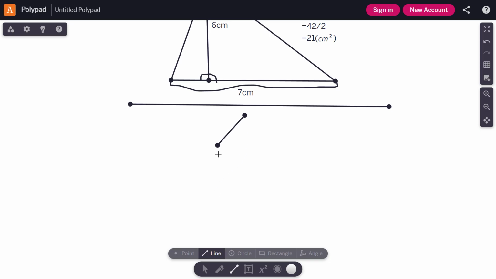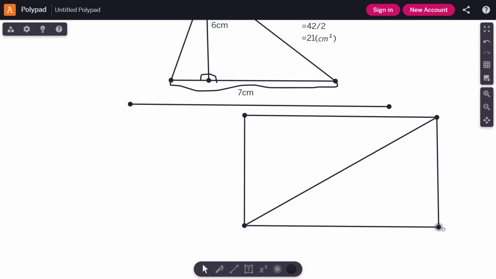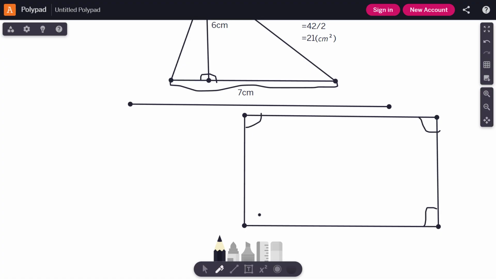Okay, imagine we have a triangle. We have a right triangle. And then guess what? If we flip the triangle and put two of them together, what's going to happen? It's a rectangle. Look at it, it's a rectangle. Do you agree? It's a rectangle containing 4 equal right angles.